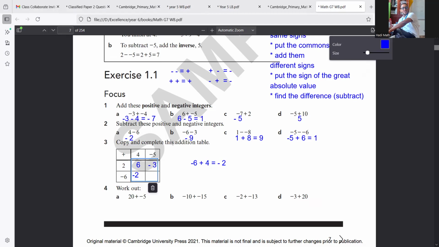Let's go down to the other number. We have negative 6 and negative 5. Negative 6, negative 5, they have the same sign. So you put the same sign, and then you add them together, they give you 11. So negative 11.